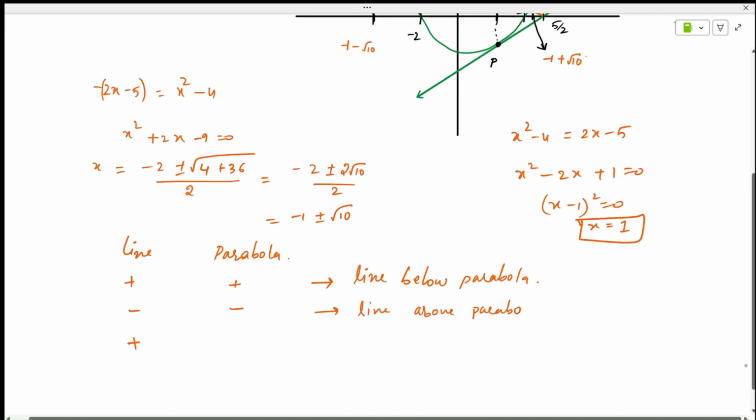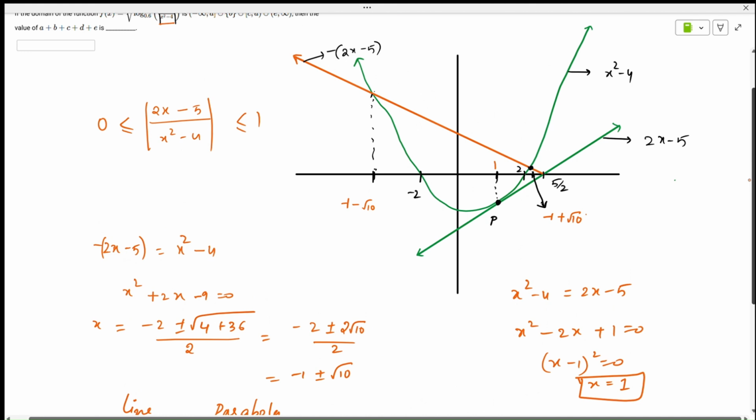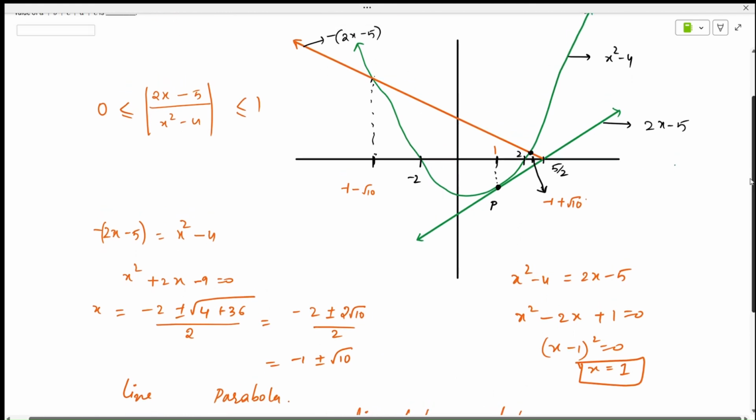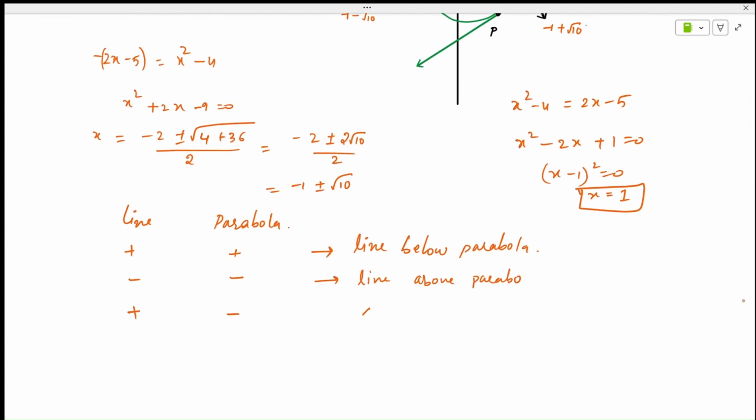If line is positive and parabola is negative, then we'll flip the parabola. But in this case, there is no domain where line is positive and parabola is negative. Because line is positive from 5 by 2 onwards, but there is no domain here where parabola is negative. So we'll simply not take this situation.